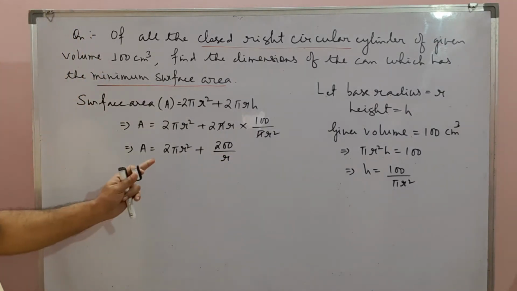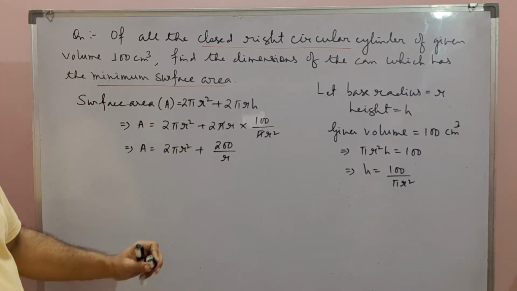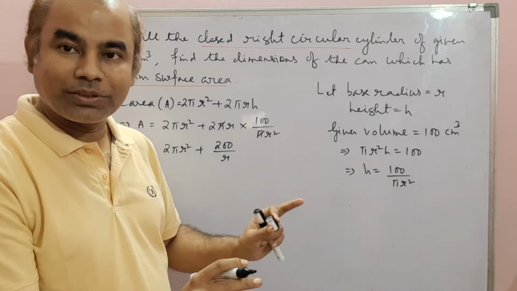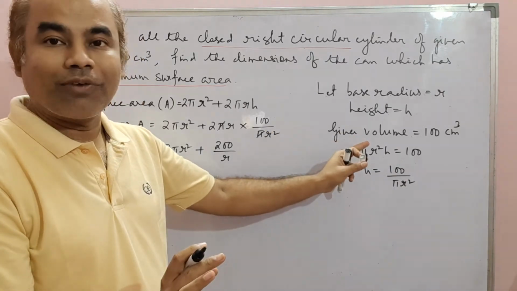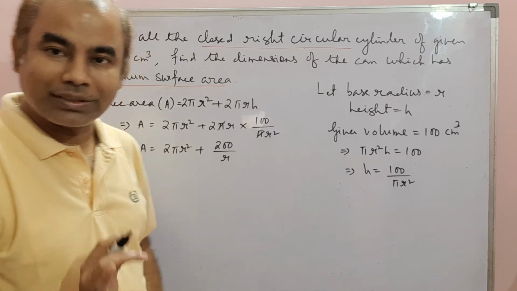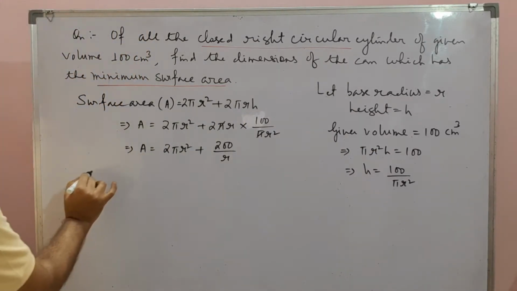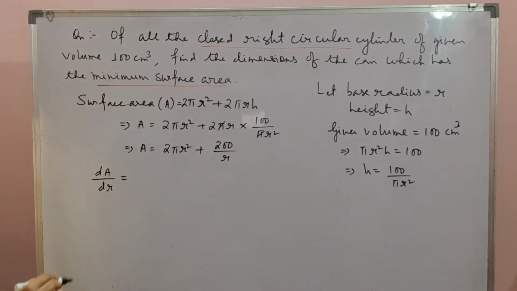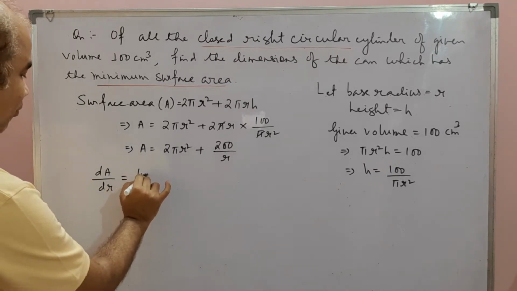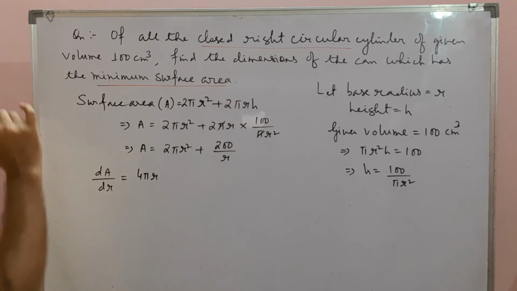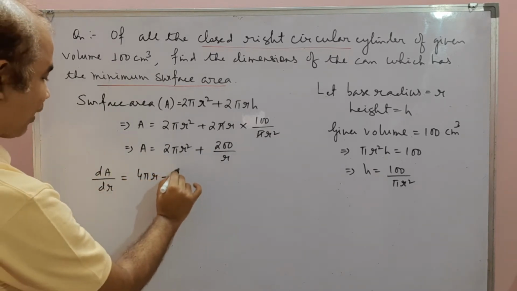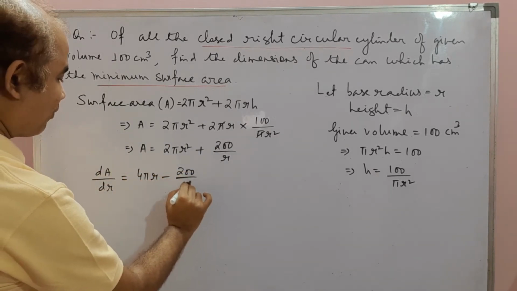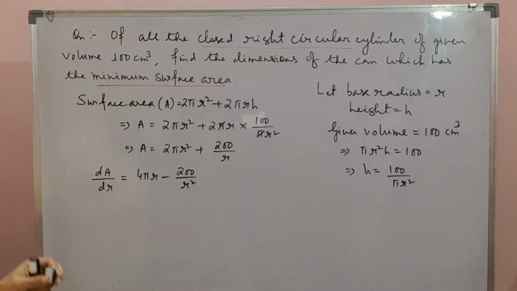How many variables are there? Only one variable, r. You always have to reduce to a single variable, and for that one given condition will be there in your question. Next step. Now you know the variable of your function, so you differentiate with respect to that variable. Here the derivative will be 4 pi r, and the derivative of 1 by r is minus 1 by r square. Multiplying by 200, it is minus 200 by r square.